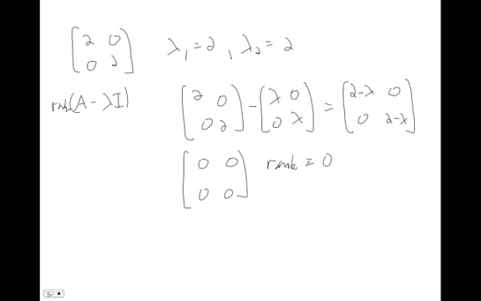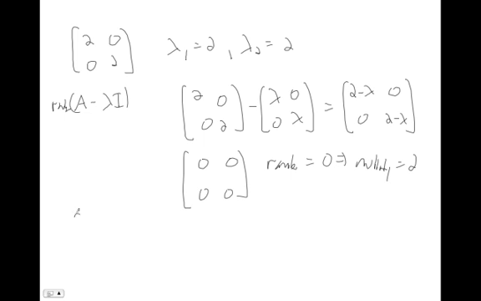We have no linearly independent columns. And since there are two columns, this implies that our nullity is 2, because the nullity plus the rank has to equal the number of columns. So our eigenvector space is a two-dimensional space.